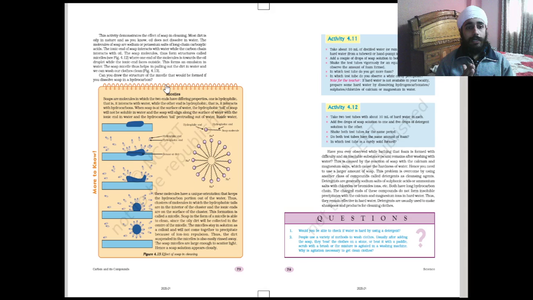The soap micelles help in pulling out the dirt in water, and we can wash our clothes clean. So this is the whole process we have in the soap solution. We had added it to test tube B, so all that happens. So the dirt is separated faster in test tube B.